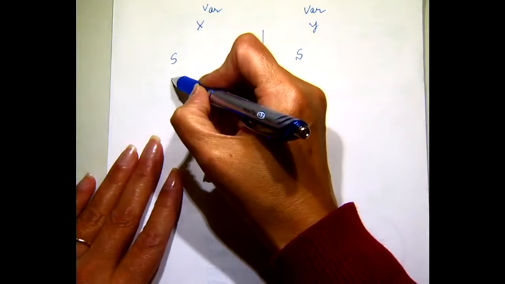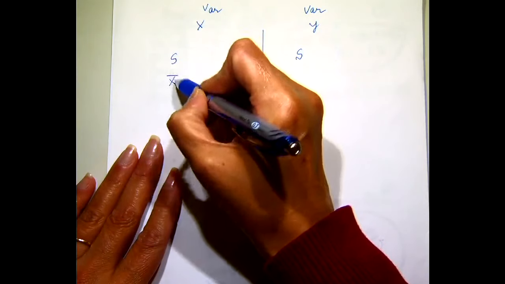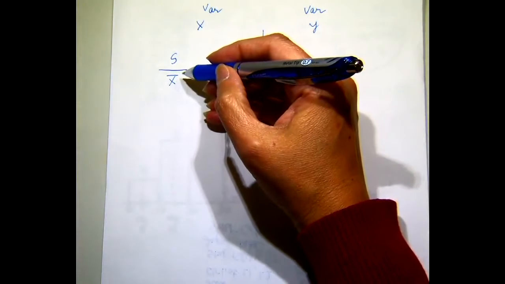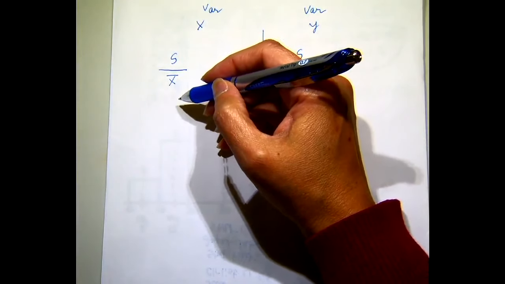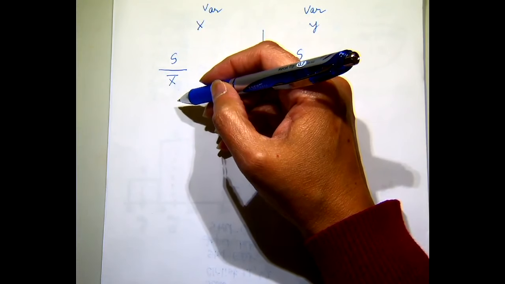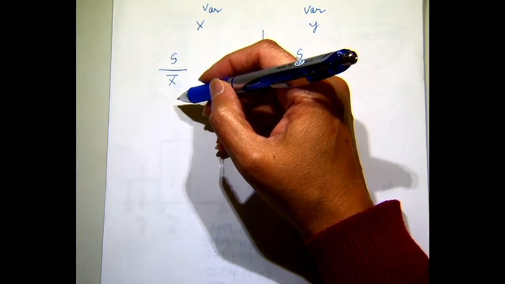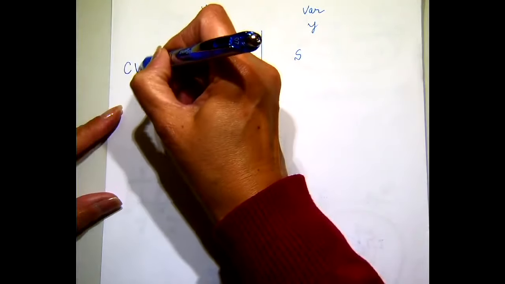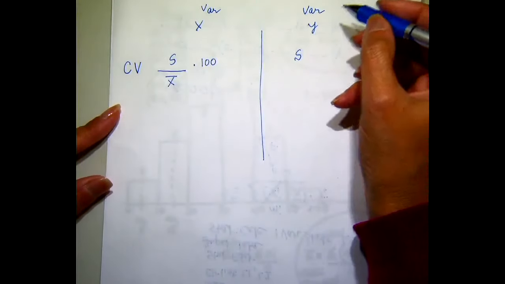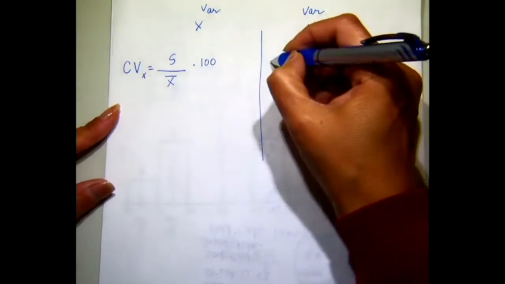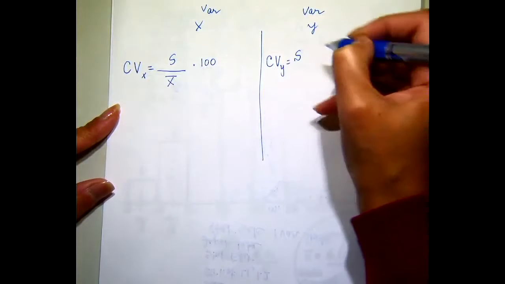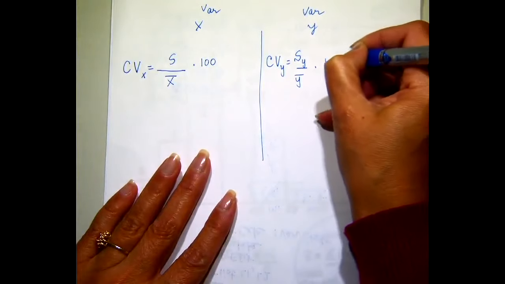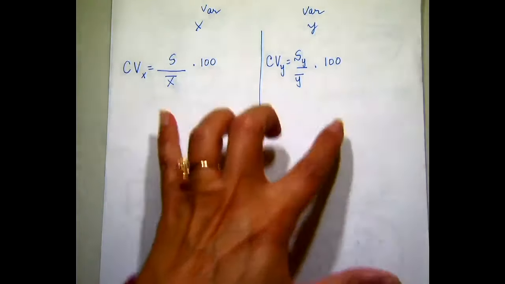What you will do is divide this S by X bar, so that the units will drop, because the standard deviation and the X bar have the same unit, times 100. This is called the coefficient of variation. So find it for x, and find the coefficient of variation for y: S y divided by y bar times 100. Now you can compare it.